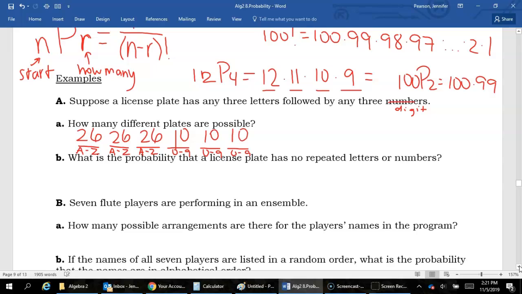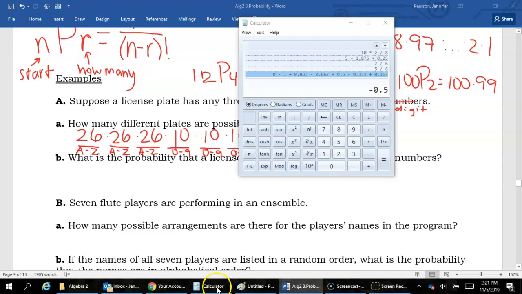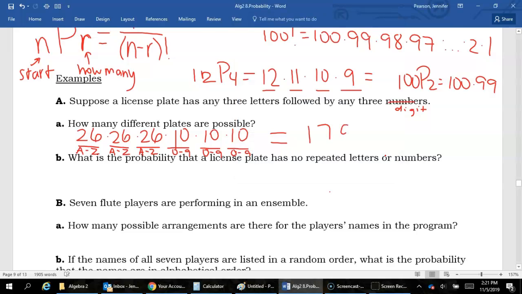So my counting principle is saying if I want to know how many possibilities there are all together, I can multiply all of these together. So that looks like 26 times 26 times 26 times 10 times 10 times 10. There are 17,576,000 possible license plates that fit this format.